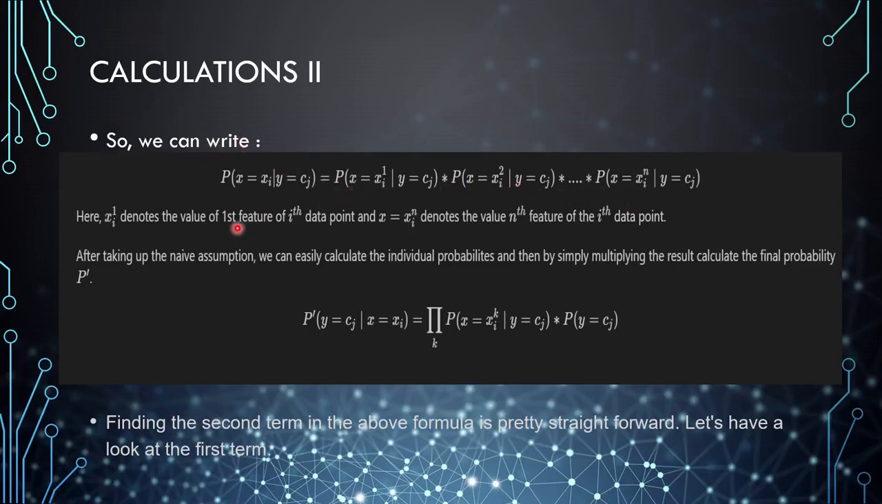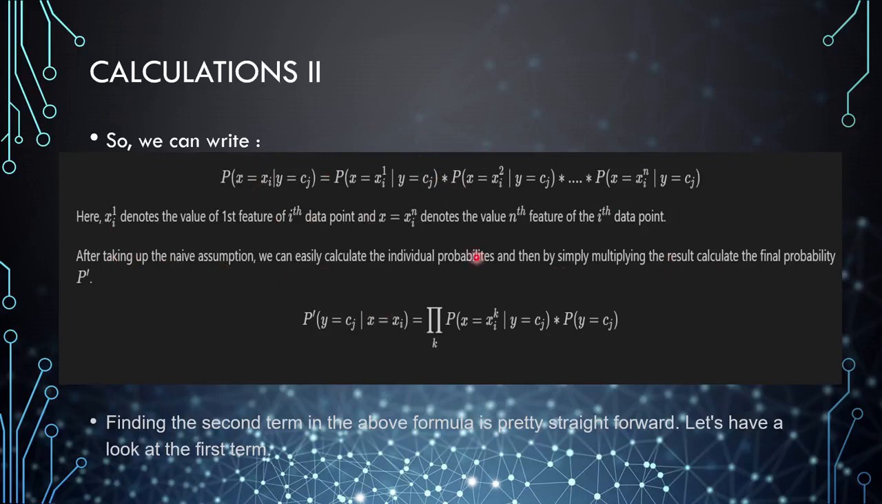Okay, so don't get confused by the notation. I have explained clearly what is i, what is j, and what is the superscript. So here xi of 1 denotes the value of the first feature of the ith data point. Okay, and this n is of course the nth feature. So the superscript is corresponding to the feature, and the features are independent. That's why we are multiplying. After taking up the naive assumption, we can easily calculate the individual probabilities, and then by simply multiplying the result, we can just calculate the final probability, right?